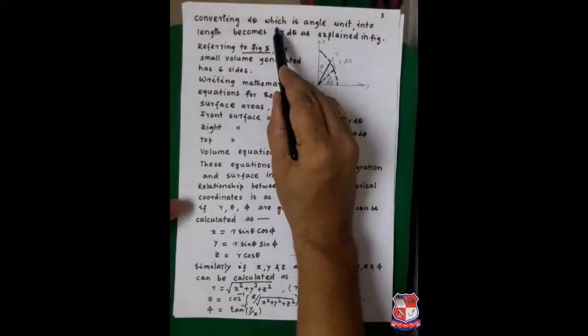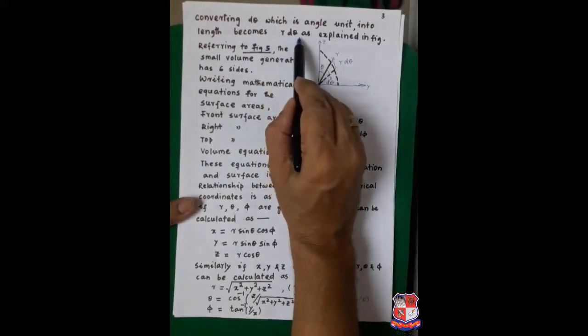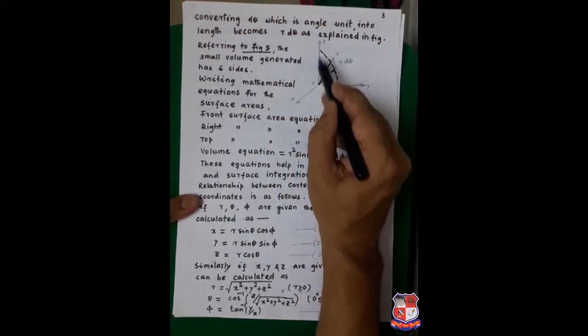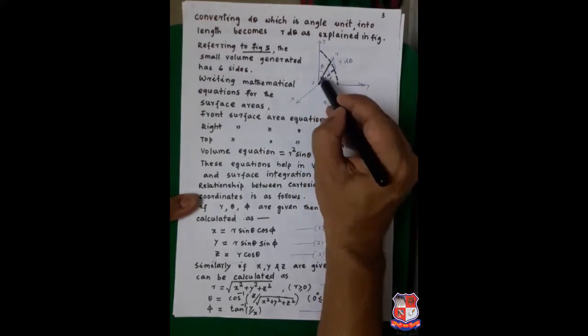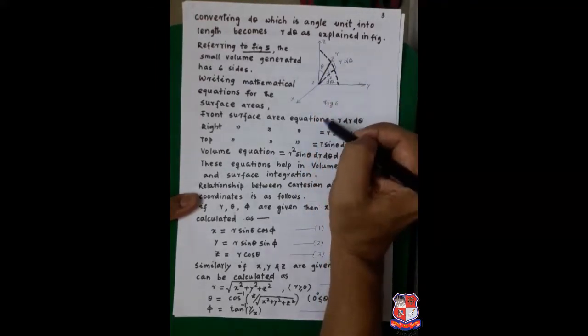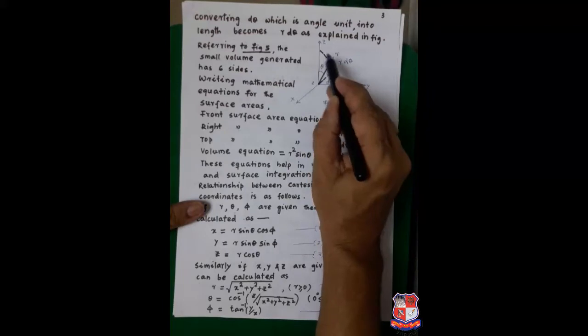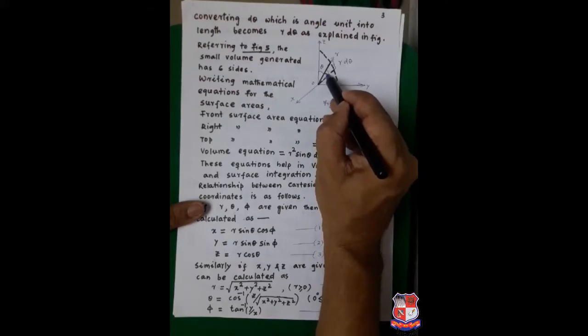Now converting d theta, which is also an angle unit, into length becomes r d theta, as explained in this figure. You can see your x, y and z axis. This is your r vector, which is the radius of the sphere. This is the angle theta between the r vector and z. If you increase theta by a small angle, this is the small increment d theta.